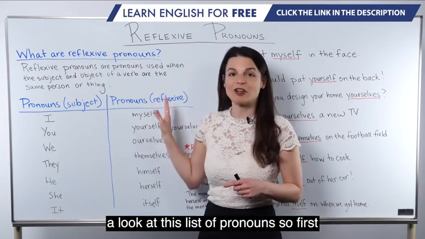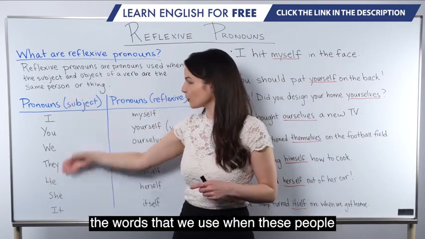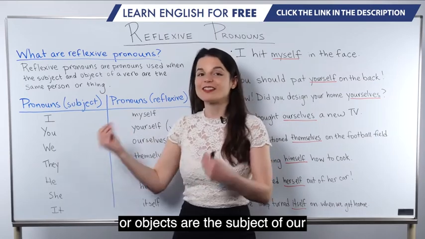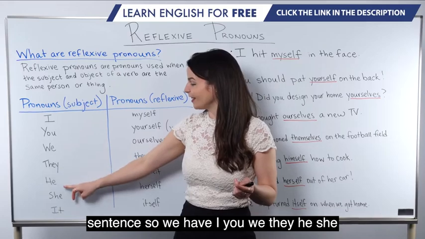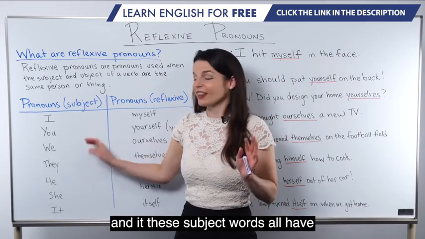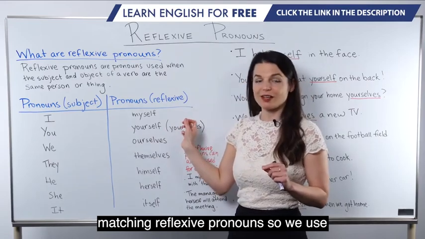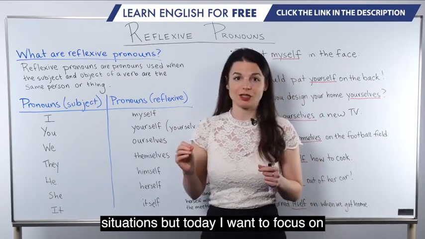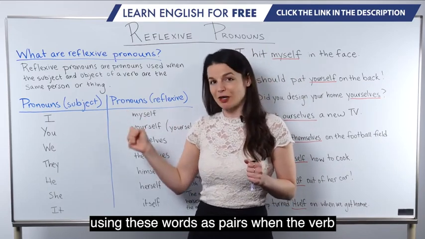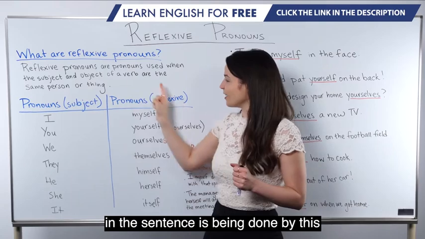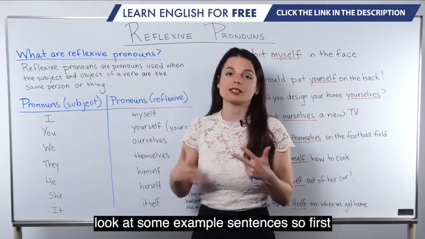Let's take a look at this list of pronouns. So first, we have our subject pronouns. These are the words that we use when these people or objects are the subject of our sentence. So we have I, you, we, they, he, she, and it. These subject words all have matching reflexive pronouns. So we use these in a couple of different situations, but today I want to focus on using these words as pairs when the verb in the sentence is being done by this person and affects this person. So let's take a look at the pairs and then we'll look at some example sentences.